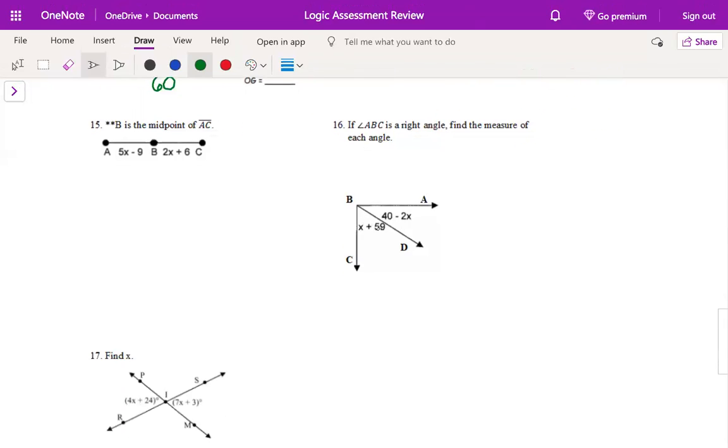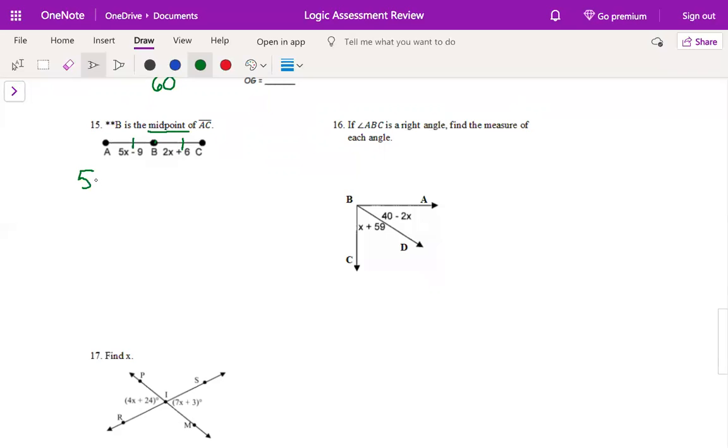Okay, let's take a look at number 15. It tells us that point B is the midpoint of line segment AC. Remember what midpoint means. It's exactly halfway between the 2 points. So that means we can write these little congruent marks on here. The length of AB is exactly the same as the length of AC.